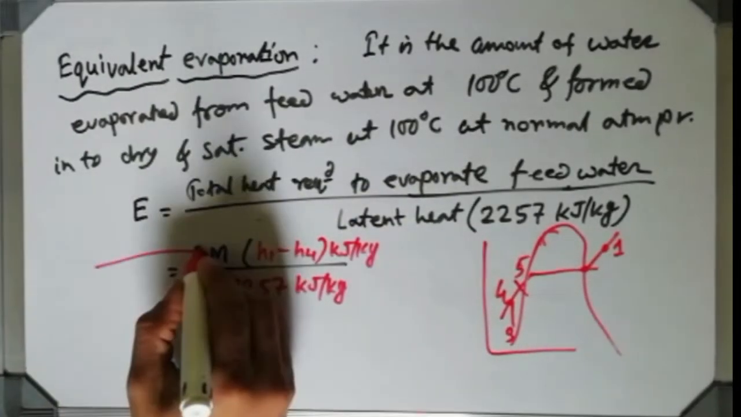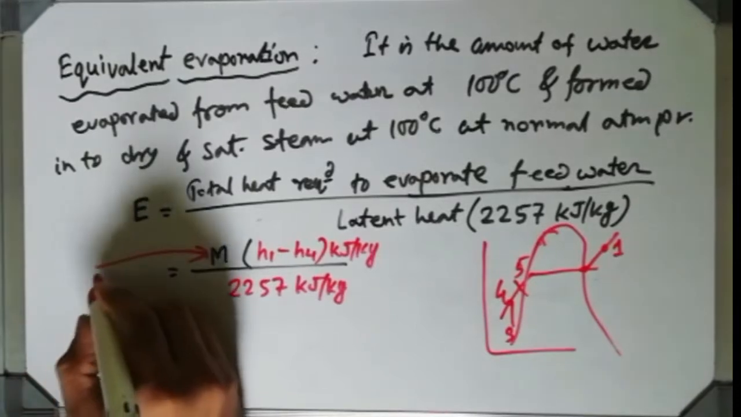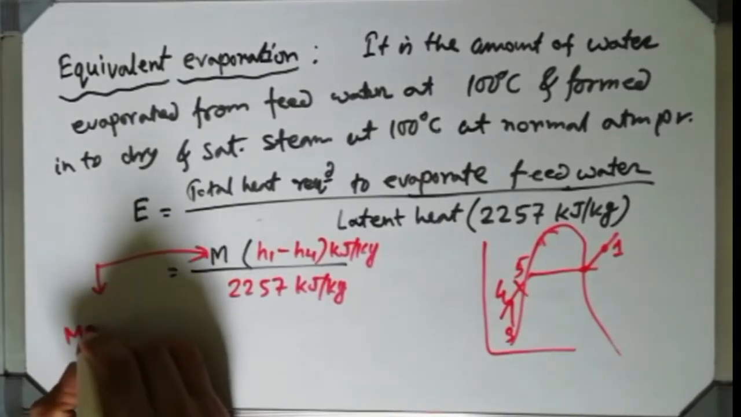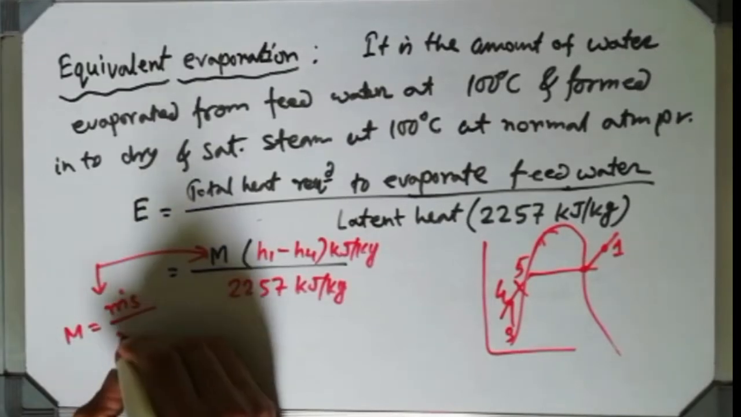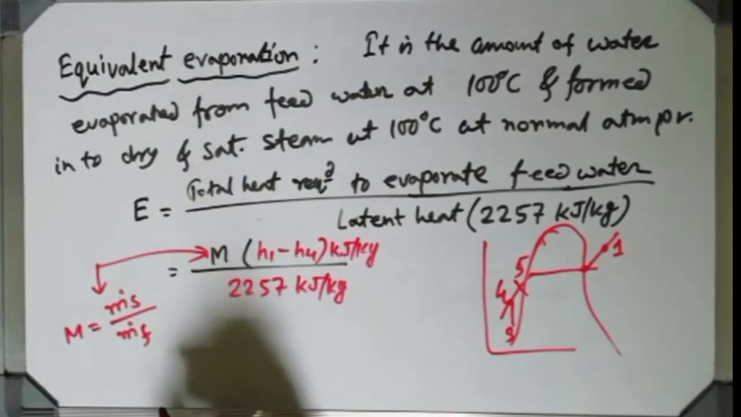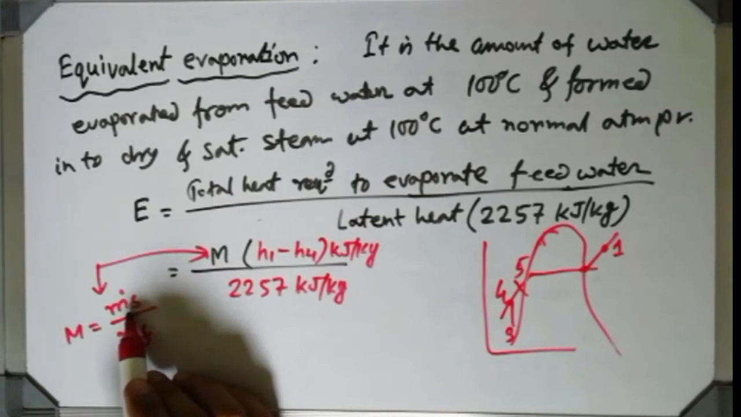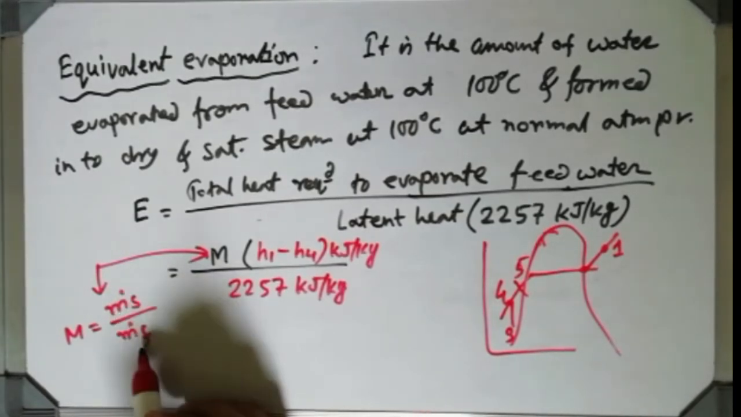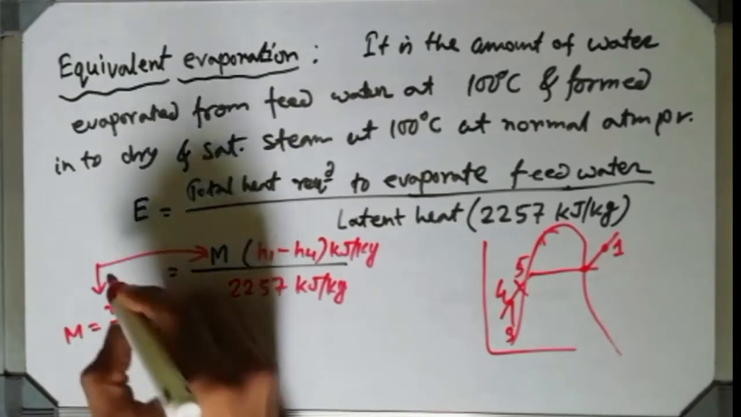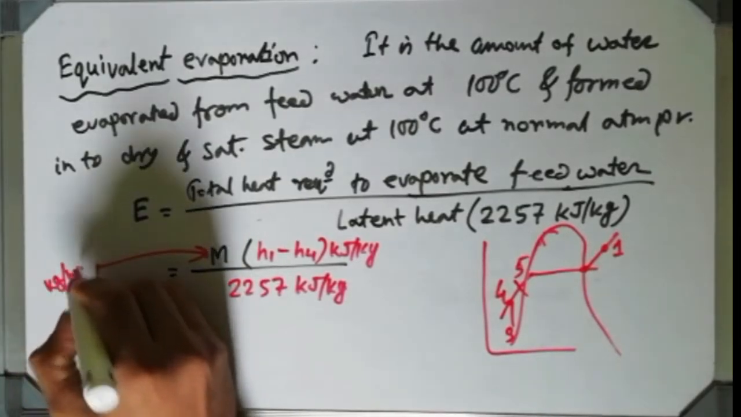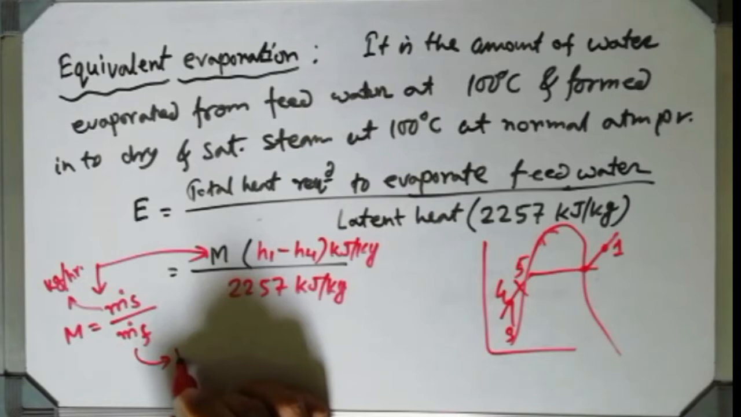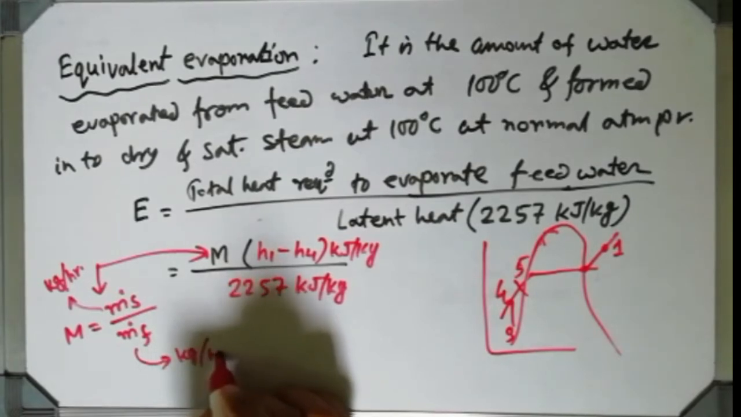And what is this M, capital M? Capital M is nothing but m dot s by m dot f. That means mass of steam generated per hour, and mass of fuel burned per hour. Mass of steam generated per hour is kg per hour, and mass of fuel burned per hour is also kg per hour.